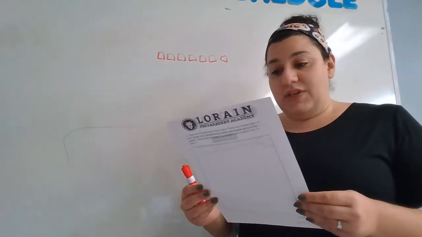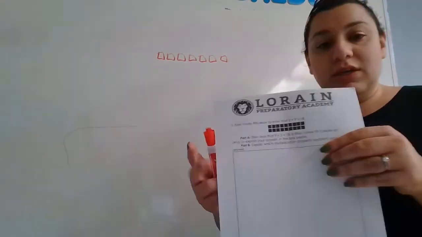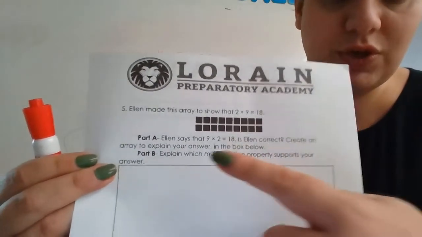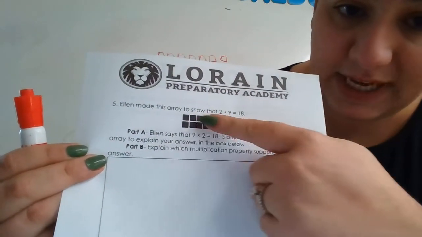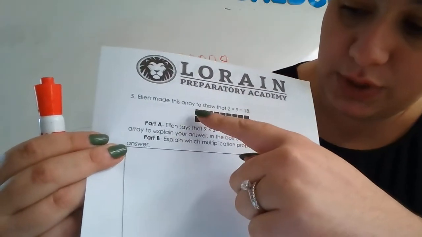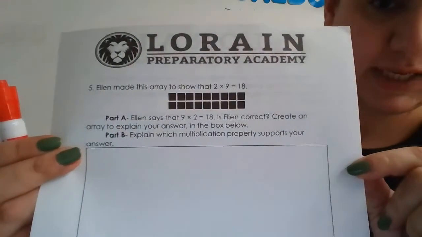Ellen made this array to show that 2 times 9 equals 18. She did this. So she showed there's 9 going across, 2 up and down, and together there's 18. So 2 times 9 equals 18.